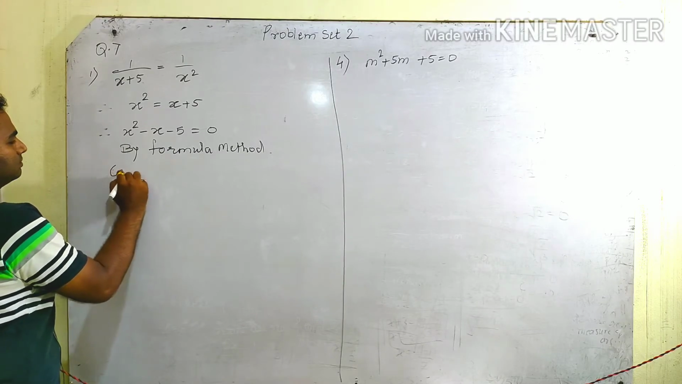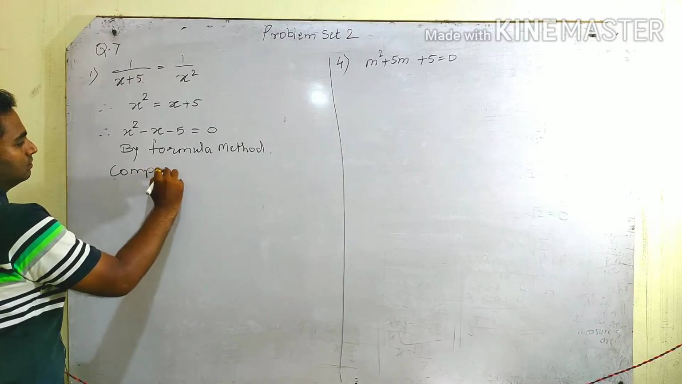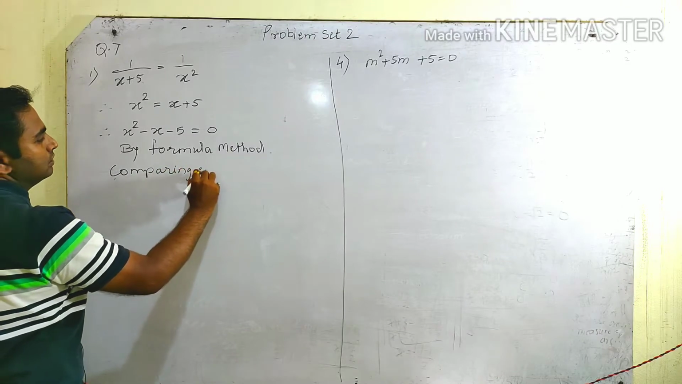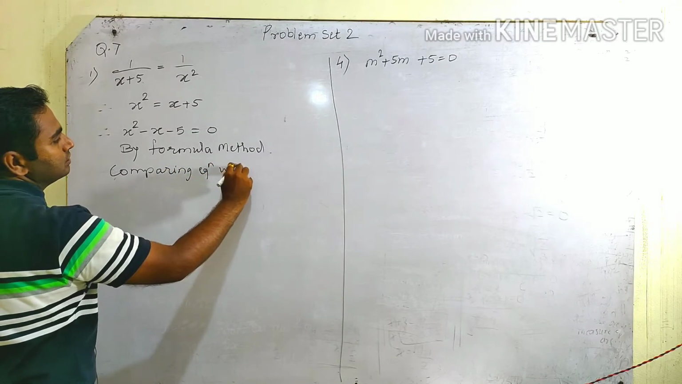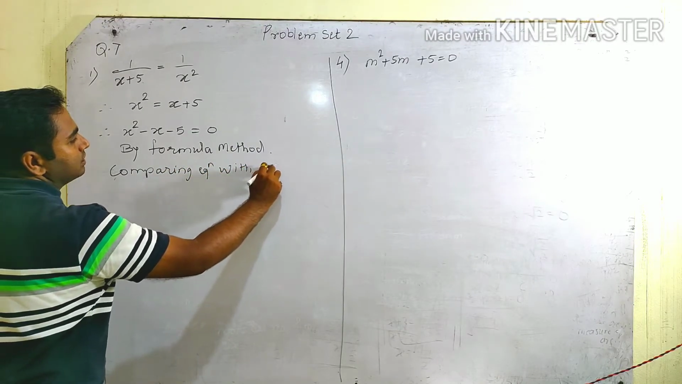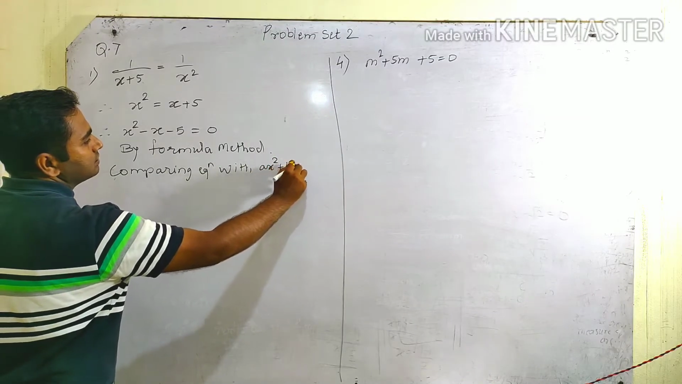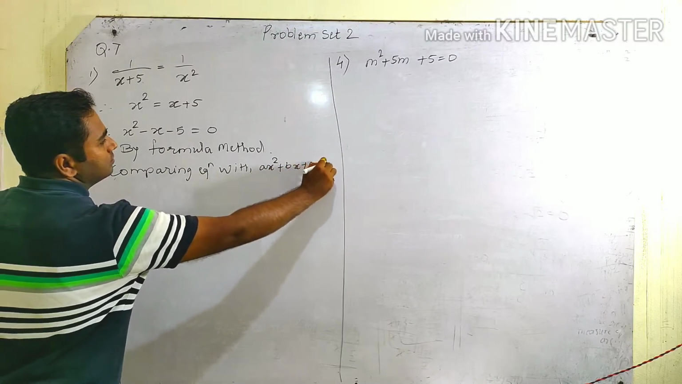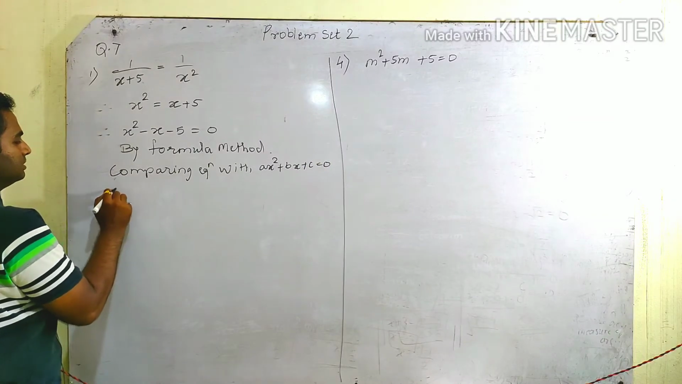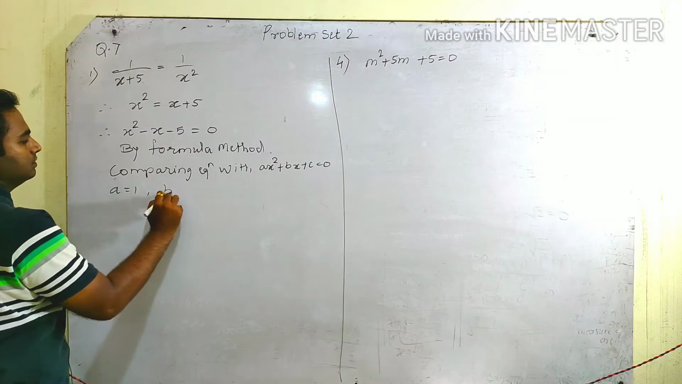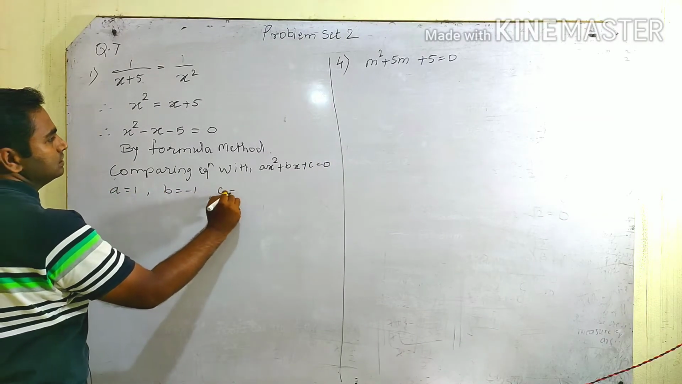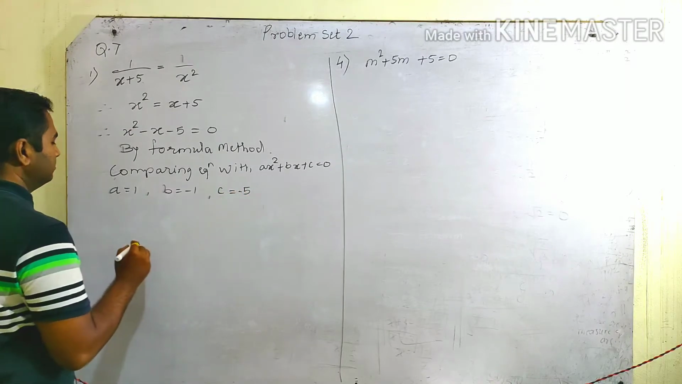So by formula method, by comparing the equation with ax square plus bx plus c is equal to 0. If you compare this equation, then we get a is equal to 1, b is equal to minus 1, c is equal to minus 5.